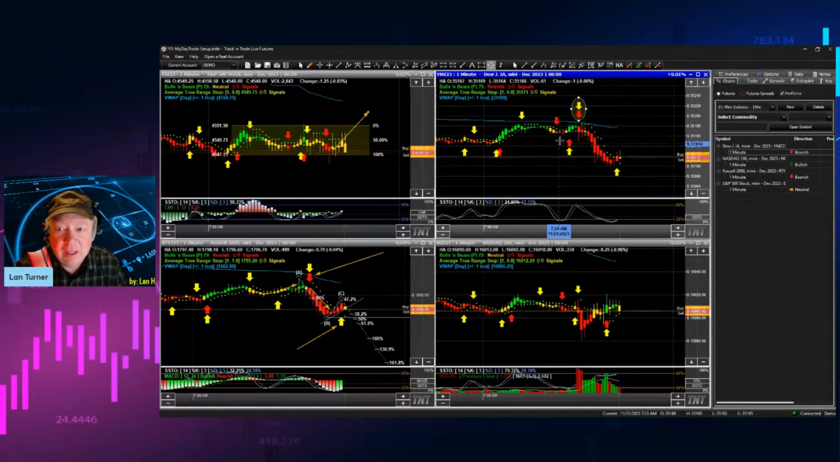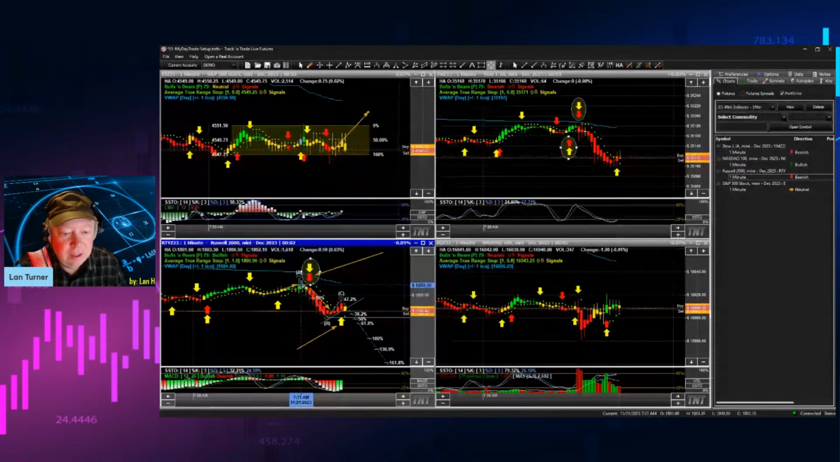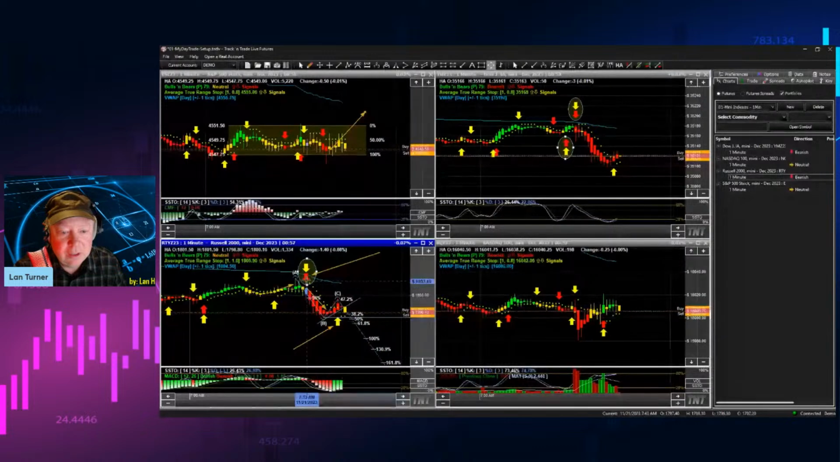Of course, right there out of the gate, we got a flip-flop. That's the little flip-flop. So you got two arrows right there. And then we got the up arrow. We don't take that one because we're still in a downtrend. So remember, the red arrow.